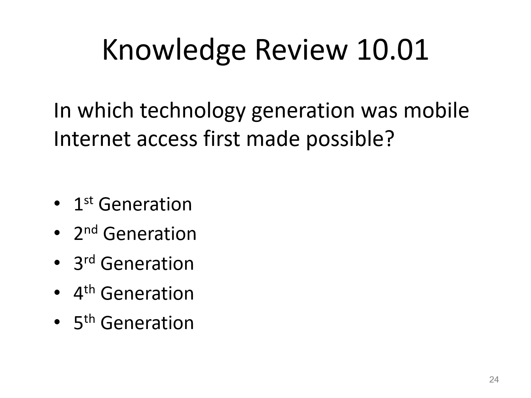Time for a quick check of your knowledge on the topics covered in this lesson. In which technology generation was mobile internet access first made possible? First generation, second generation, third generation, fourth generation, or fifth generation? Mobile internet access was first made possible in the third generation.